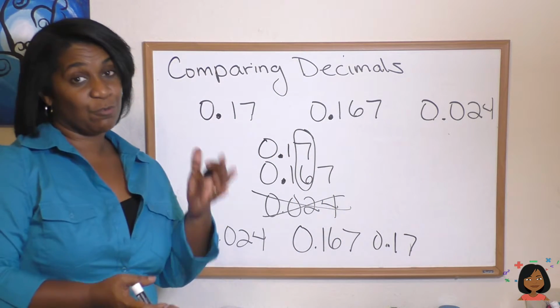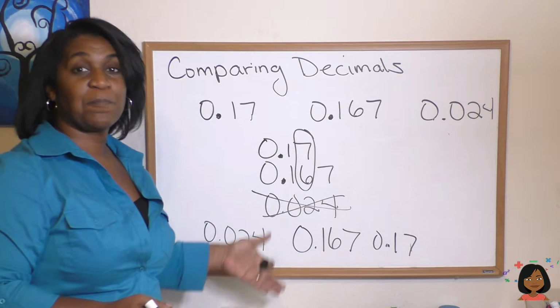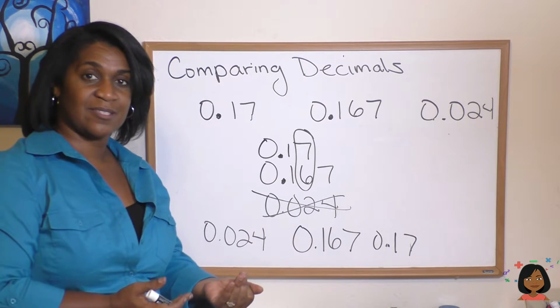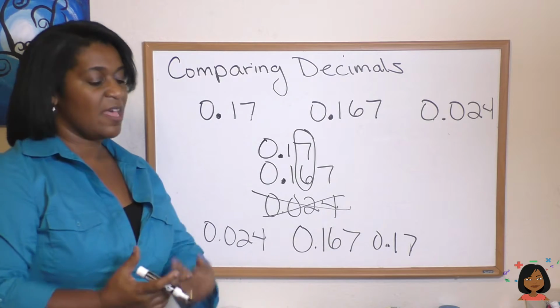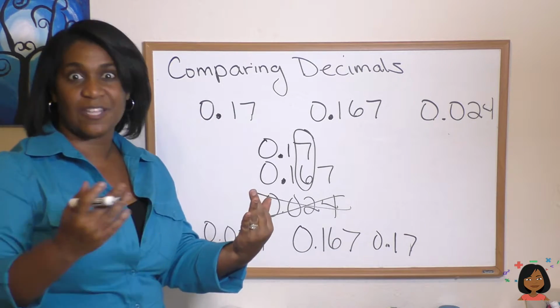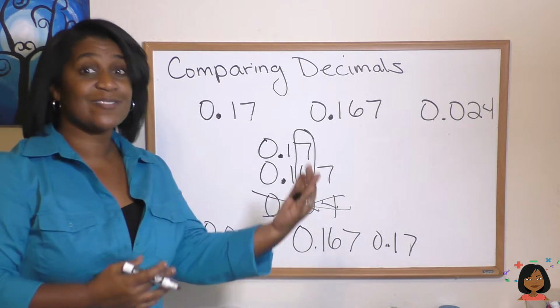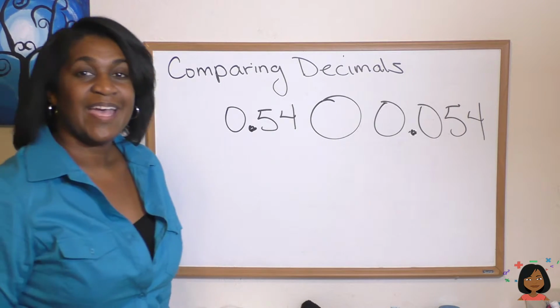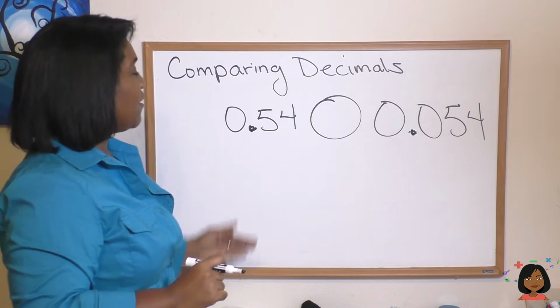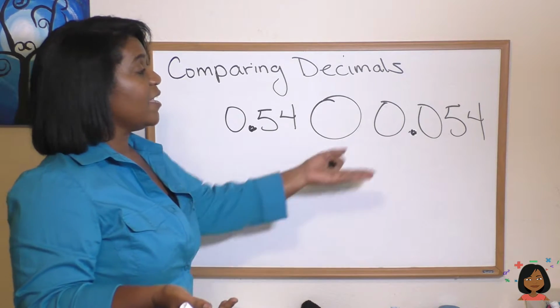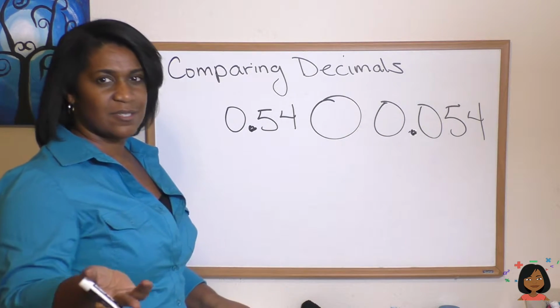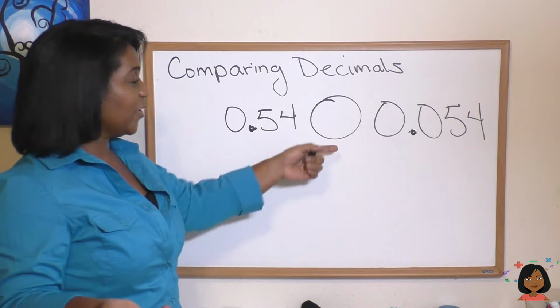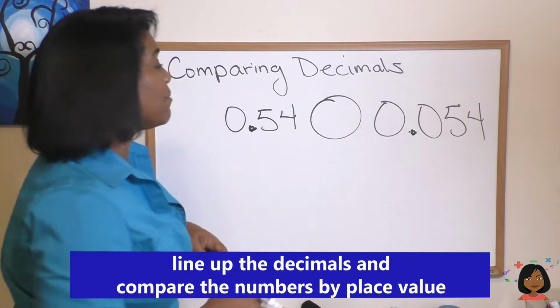Okay, so again, the rule is you're comparing the place values. You start with the tenths, see which is the smallest or biggest, then you can move out to the hundredths if you need to. You move out to the thousandths if you need to. Let's try a few more examples. Here we have two decimals, 54 hundredths and 54 thousandths. Which one is smaller? We're going to compare them. Well, let's line them up.